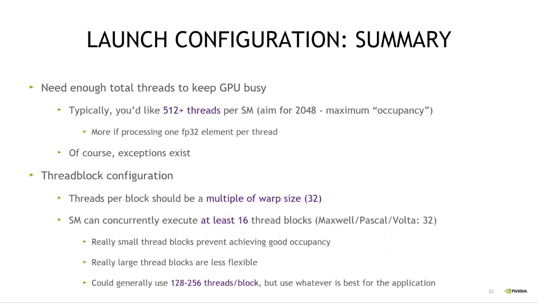If you're processing smaller data per thread, you'd like to err on the larger side of that. Again, really no reason not to aim for 2048. And of course, these generalizations that we're making may not apply in every case.